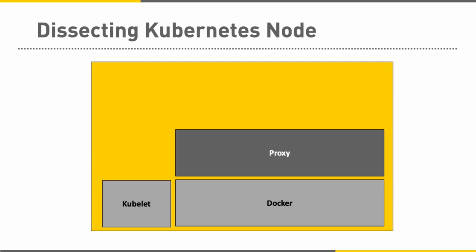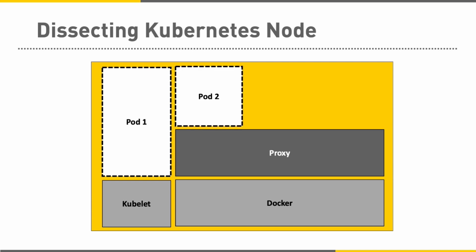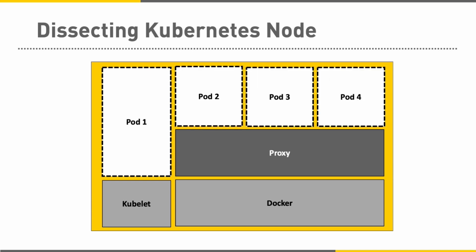Then we have a proxy. Proxy is extremely critical for us to maintain the communication, the service discovery, and the entire network routing. Then we are going to deploy multiple pods. And because this is a node and it doesn't need to run the control plane, we free up all other resources and maximize on running the workloads defined and deployed as pods. And what is a pod? It's a collection of containers, one or more containers.